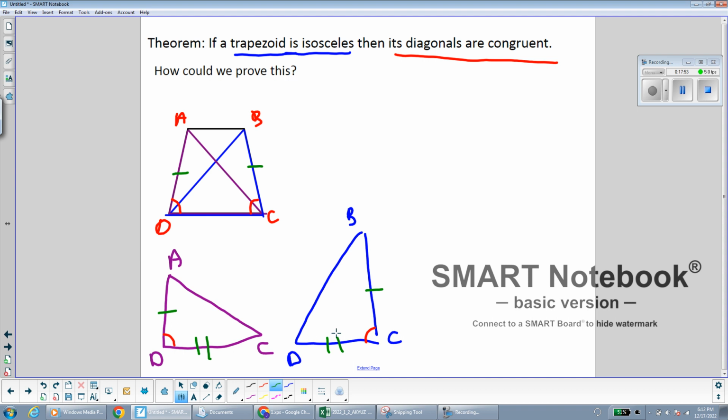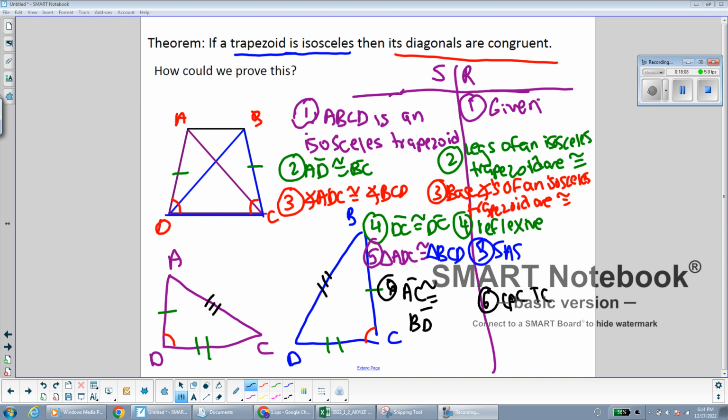Now that we know the triangles are congruent by side, angle, side, we can prove that AC and BD are congruent as well by CPCTC. Take a second and try to write the proof. Pause the video. I'm going to do the same thing. Now that we've proven it, we know that it's always true. Anytime you see the words isosceles trapezoid, you also know that its diagonals are congruent. That's a property of isosceles trapezoids.